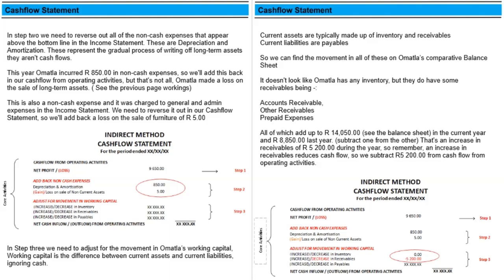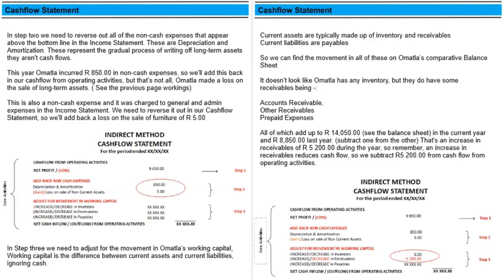Before we proceed to step 3, relook at our calculations for step 2 and ponder on them. It's really not rocket science. In step 3 we need to adjust for the movement in Omatla's working capital. Working capital is the difference between current assets and current liabilities, ignoring cash or bank. Current assets are typically made up of inventory and receivables, while current liabilities are payables.